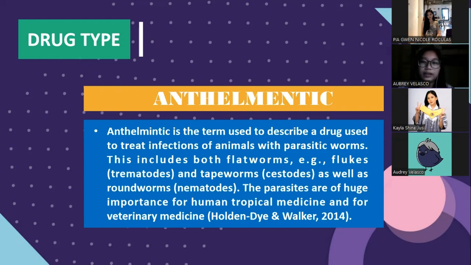Anthelmintic is the term used to describe a drug to treat infections of animals with parasitic worms. This includes flatworms, for example the flukes or trematodes, and tapeworms or cestodes, as well as roundworms or nematodes. The parasites are of huge importance in human tropical medicine and veterinary medicine. Helminths cause issues in certain regions. Anthelmintics disrupt parasites across life stages, crucially through metabolic or neuromuscular action. So diagnosis guides our treatment for our patients.